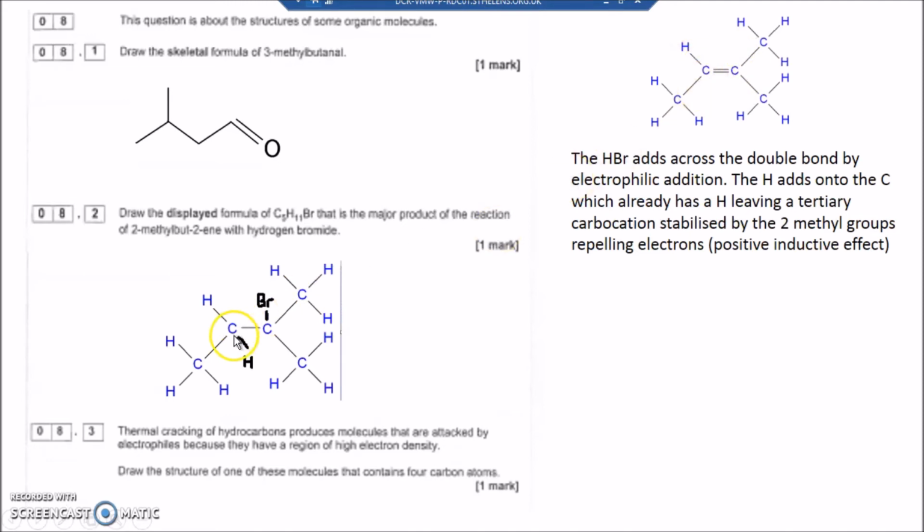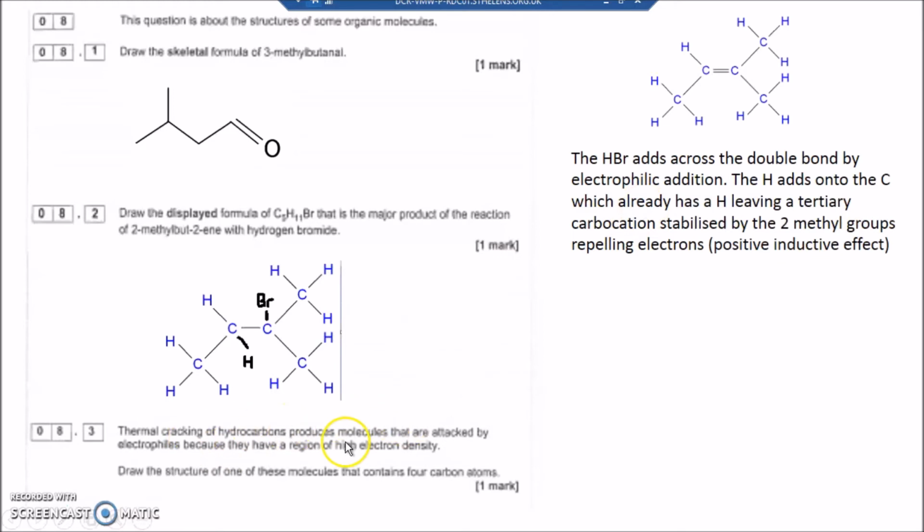But just so that you can get it right, the H joins onto here, and the Br then will join onto the other one, the Br minus with a lone pair. The lone pair is going to join onto the C plus that's there. So that's what it's going to look like. That gets you the marks. You don't need to draw this bit. This is what gets you the marks for recognising that this has got an H and this has got a Br in the product.